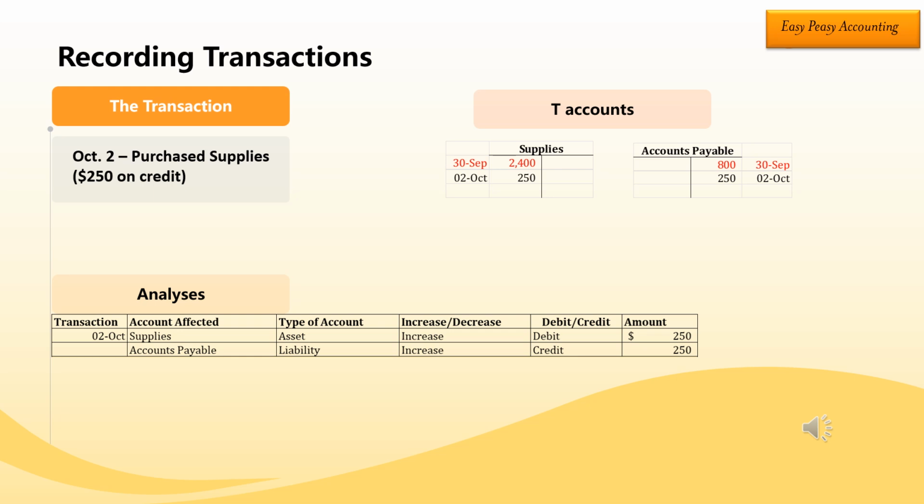Assets are debit. Assets increase on the debit side and decrease on the credit side. Liability is credit. Liability increases on the credit side and decreases on the debit side. As you can see, they're T accounts. Supplies increased $250, recorded on the left side, the debit side of the T account. Accounts payable increased $250, recorded on the right side, the credit side of the T account.